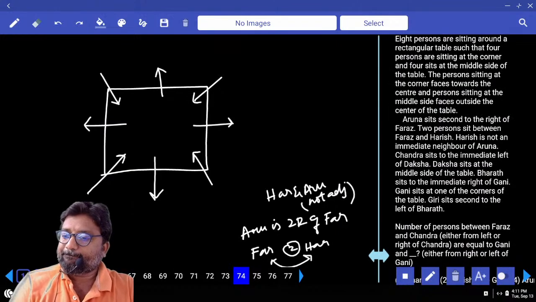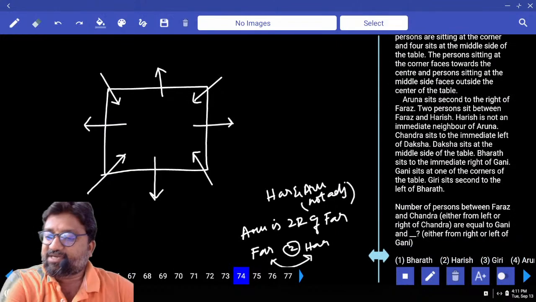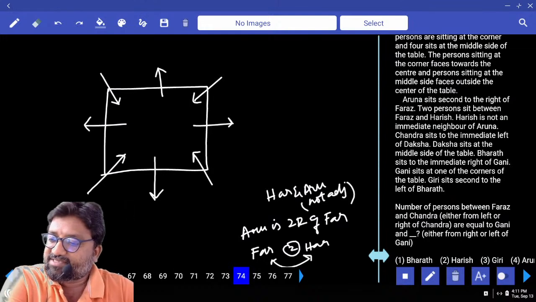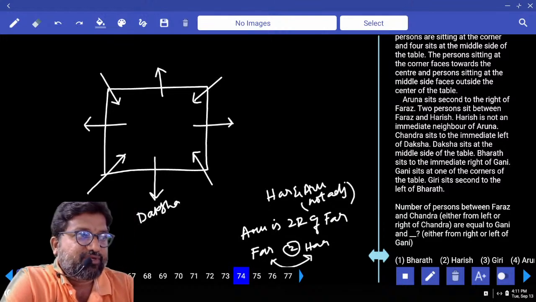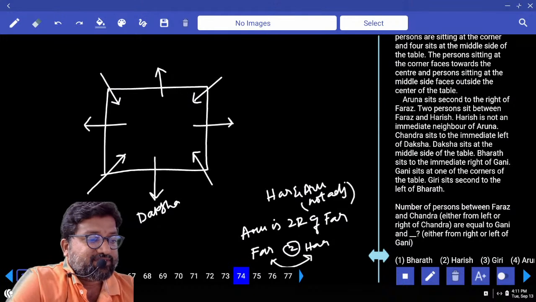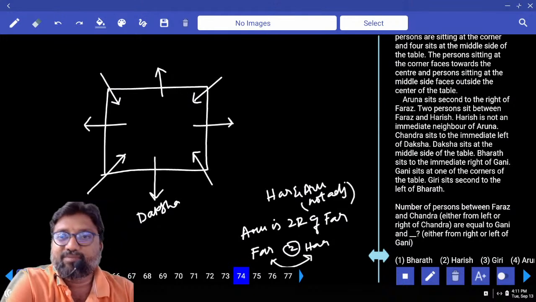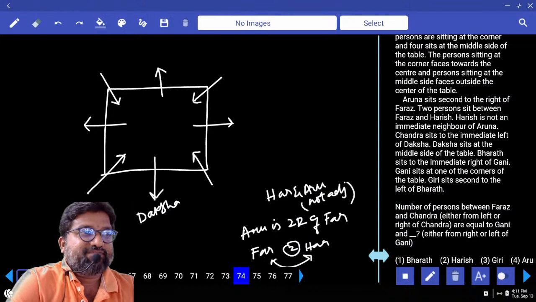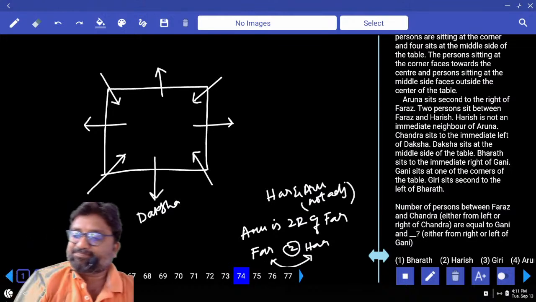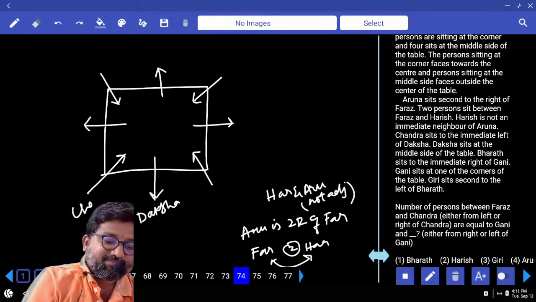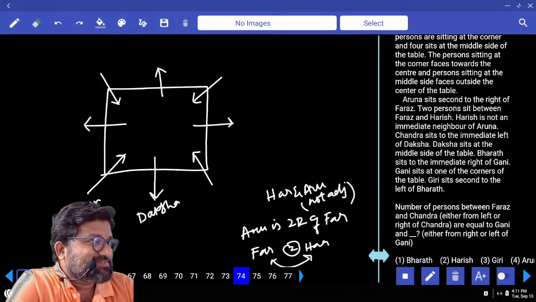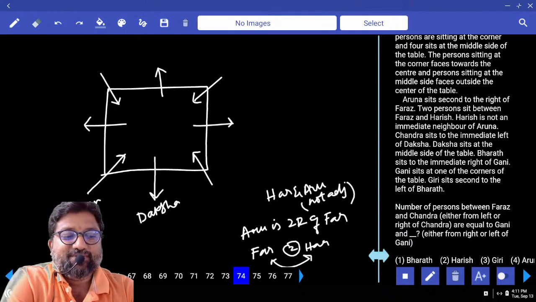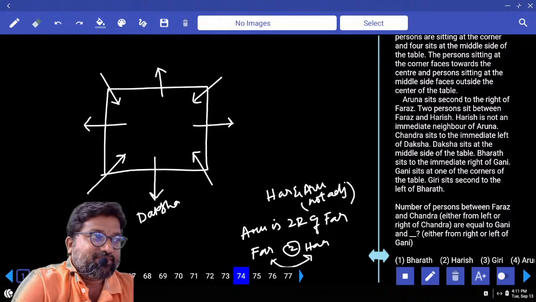Chandra sits to the immediate left. Daksha sits at one of the middle of this. Daksha sits at one of this side. Then, Chandra sits immediate left of Daksha. Chandra, tell me. Be alert, remember this.